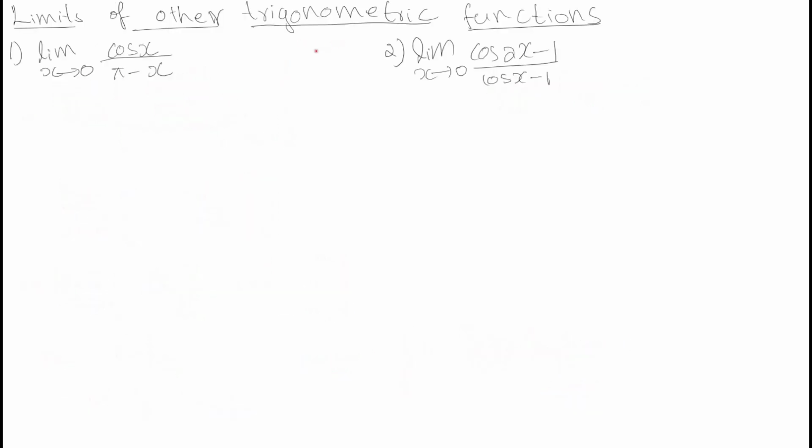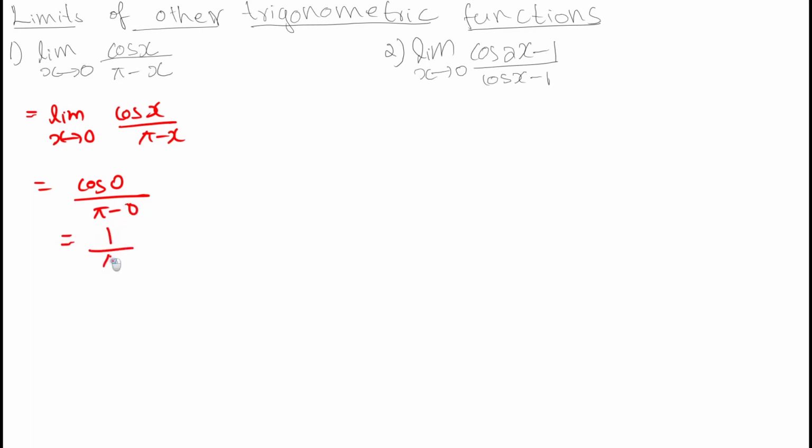Now the limits of the other trigonometric functions. Here we need to use some trigonometric formulas, or after simplification you may get again limit extending to 0 sin x by x form. So the first question, see, limit extending to 0 cos x by pi minus x. First substitute the limit directly. See, limit extending to 0 cos x by pi minus x, that is the given question, it's equal to cos 0 by pi minus 0. So that cos 0 is 1 by pi minus 0 is pi. So that directly we can get the answer, it's equal to 1 by pi.